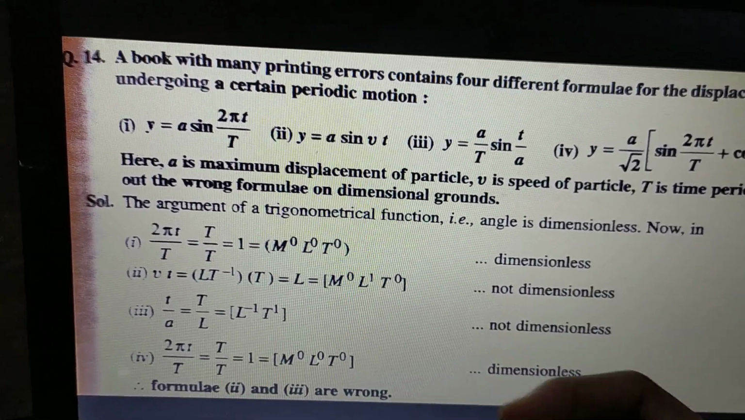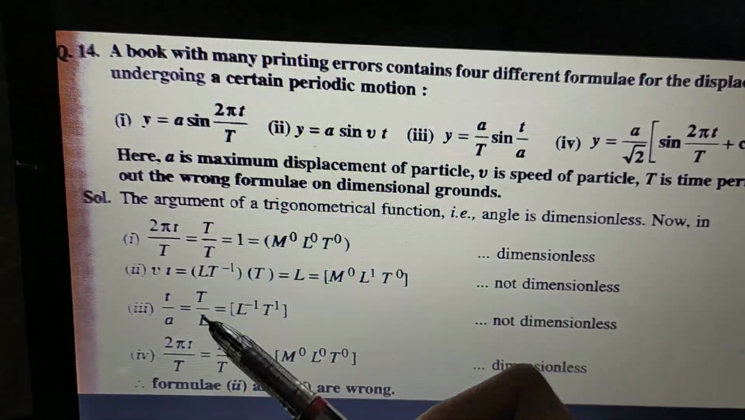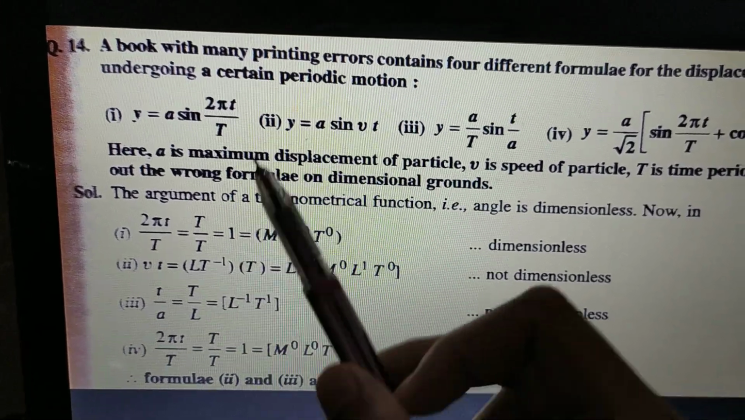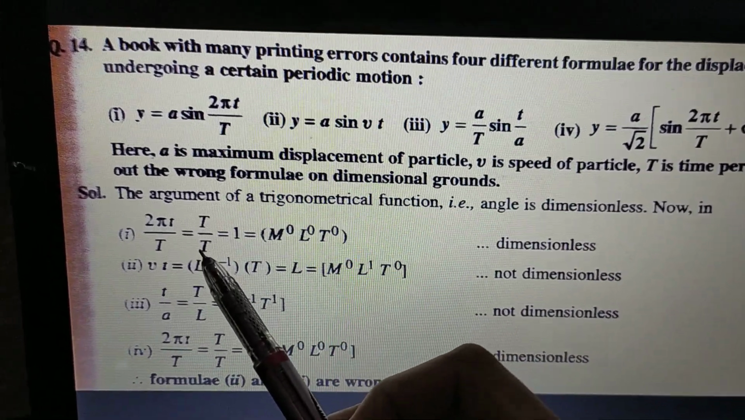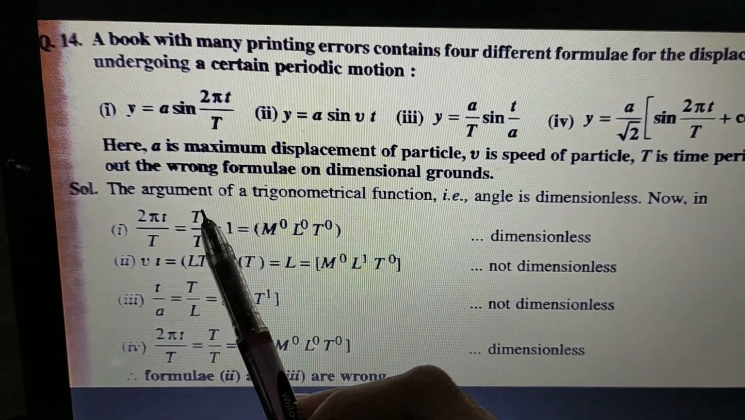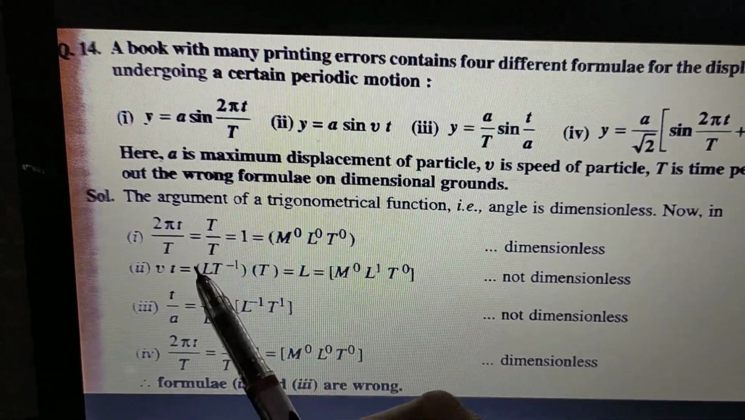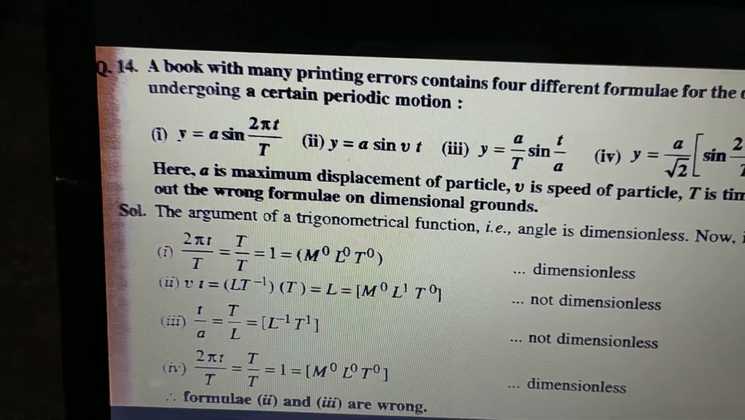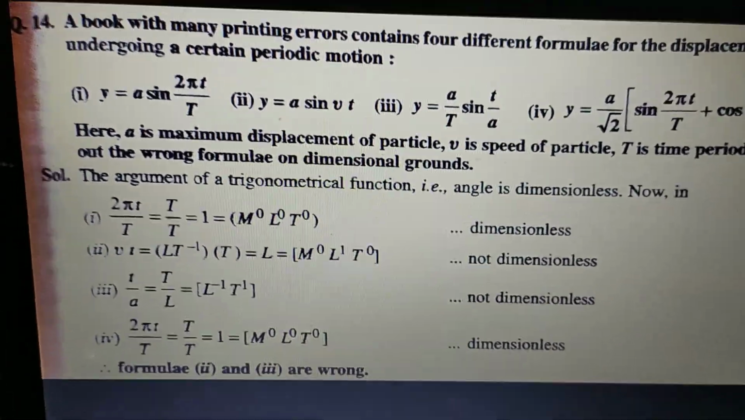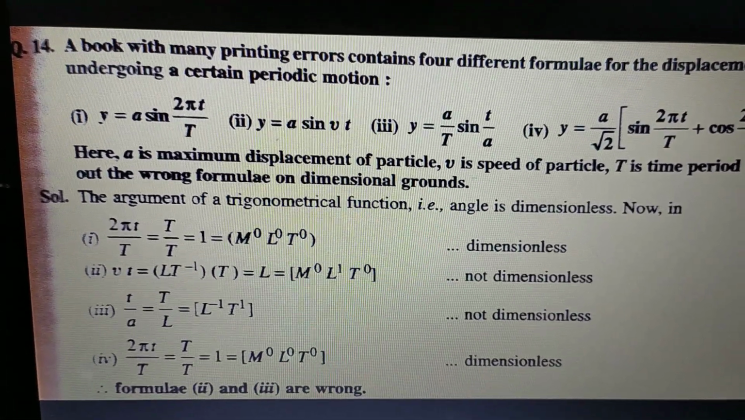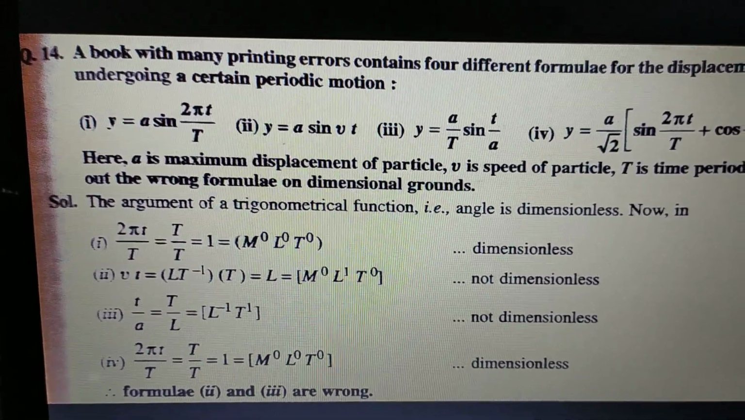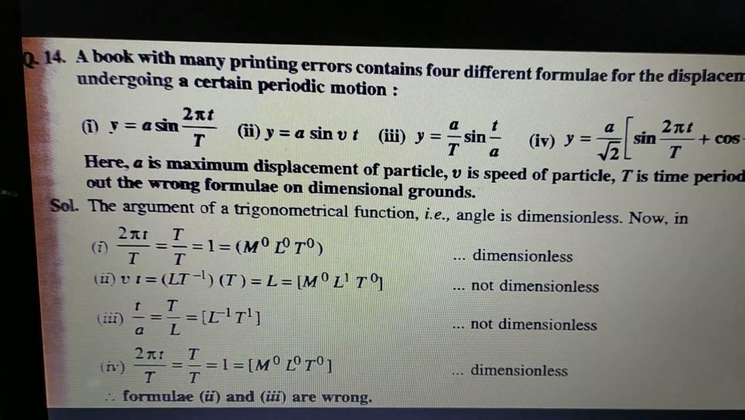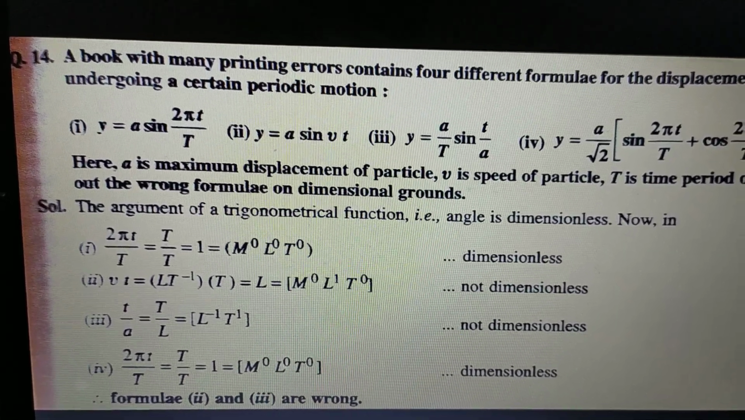So the dimensions of y and a get cancelled, but we are left with 2 pi t divided by T. So we can simply cancel out the time values, as the upper and lower sides both have the same dimensions. So what will be the dimension of the first? It will be dimensionless. Why? Because we are getting a constant value which is 1. We are getting no value of mass, time, or length in this equation.